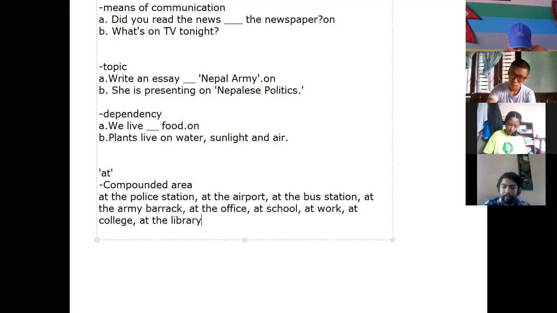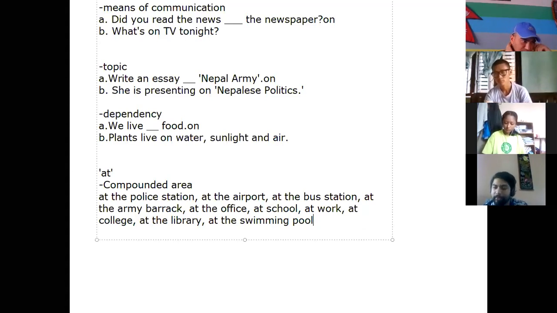At the library. So if I tell you I'm at the swimming pool, what do you understand? If I tell you I'm in the swimming pool, meaning I'm inside the water, right? I'm in the water. But if I tell you I'm at the swimming pool, it means I'm inside the premises of the swimming pool. And at a swimming pool, there is a cafeteria, there is a place to bask, right? So at the swimming pool means you're not actually swimming. You're inside the perimeter of the swimming pool area. There is a cafeteria for refreshment. There is a place to bask. Yes. So inside the perimeter we use at, right?